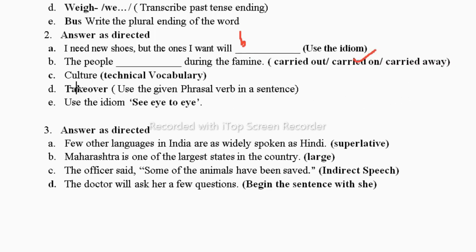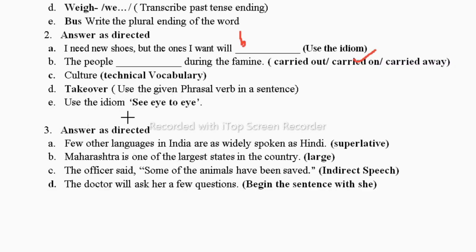Now here culture is from technical vocabulary. So here you need to write the meaning of this culture. If they give you, write the general meaning of this culture, you can write the general meaning. Here they did not give you, so you need to write both meanings of this culture, one general and one scientific. Next one is take over. Use the given phrasal verb in a sentence. You need to make a sentence by using this take over.